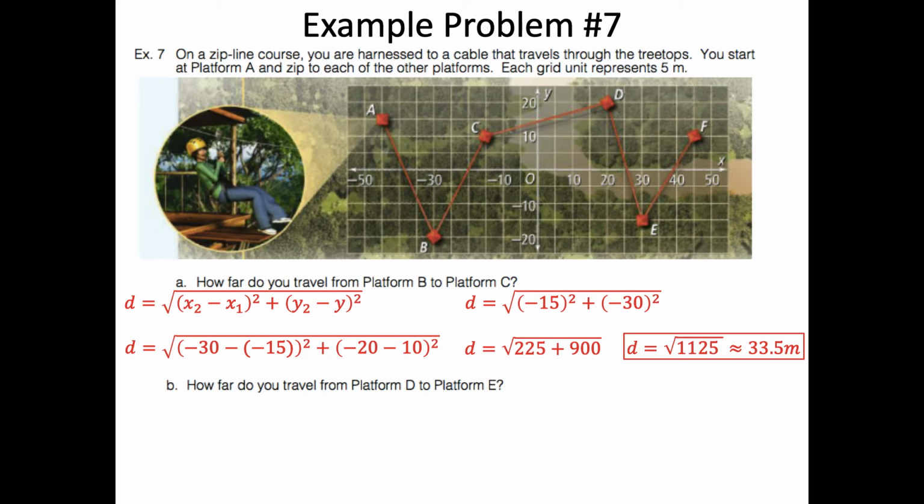If you guys haven't tried it yet, everybody try the last one. Try from platform D to platform E. It looks like platform D is at 20, 20, and platform E is at 30, -15. Using those values, see if you can find the distance between D and E.